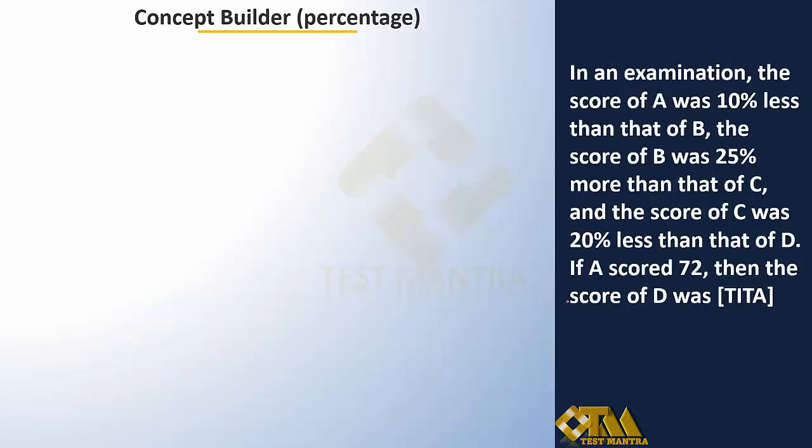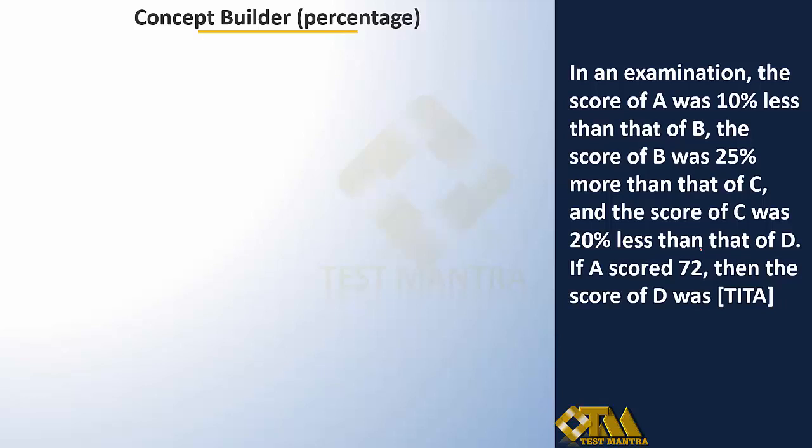Right, so let's take the next one. It's a TITA format, so in an examination, that means it was of CAT 2019, 2018, those kinds of years. So let's see. In an examination, the score of A was 10% lesser than B. The score of B was 25% more than that of C, so it's basically percentage increase and reduction, and the score of C was 20% lesser than that of D.